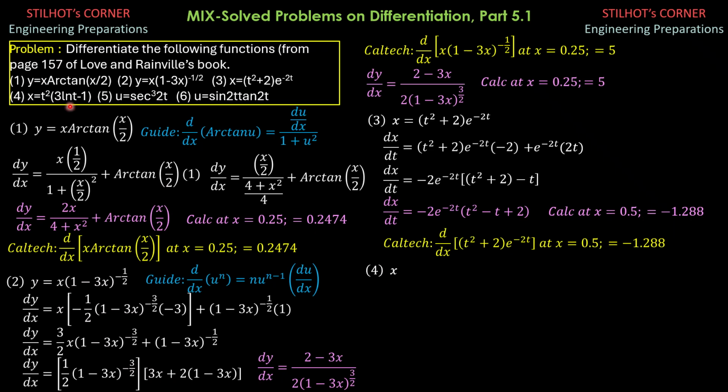Then number 4, x is t squared times quantity 3 ln of t minus 1. And that is a product again. So dx/dt is t squared times 3 times 1 over t, plus second, 3 ln of t minus 1 times the derivative of t squared, 2t.